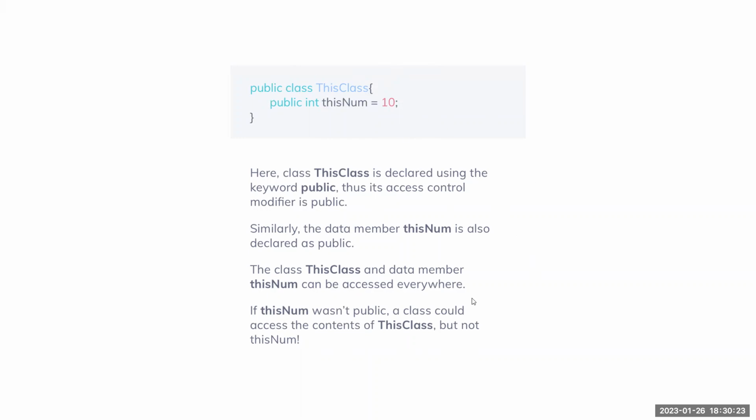Okay, so in the same way, if this number is not public, you cannot get it in the other class whenever you want to access its content. There is a different way that you can access it, but I'll cover that in the next slides.